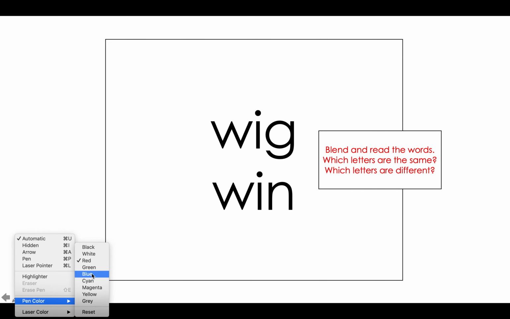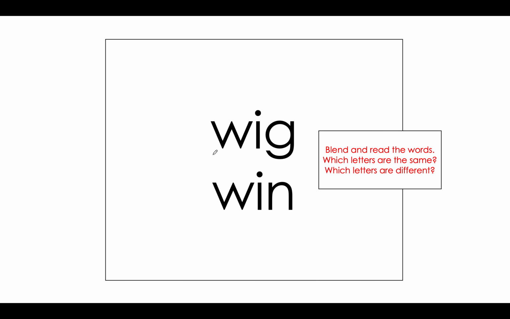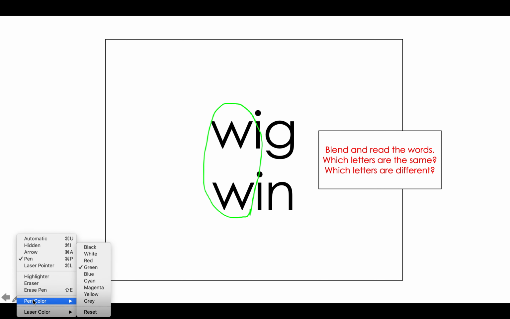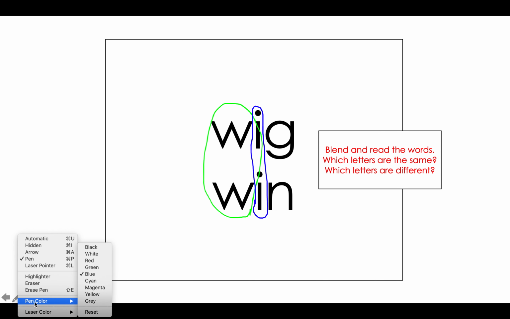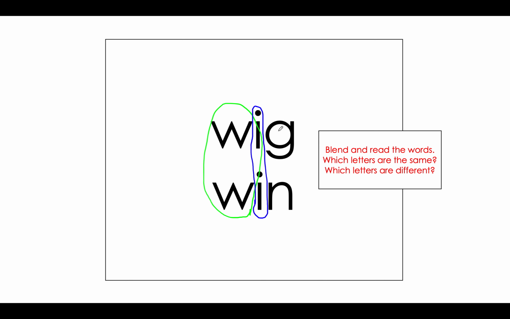Let's look at the first sound. Is the first sound the same? You're right. The first sound is the same. Both words begin with w. Let's look at the middle sound. Is the middle sound the same? You're right. They are the same. The middle sound is i. And the last sound. Is the last sound the same? It is not the same. Great work.